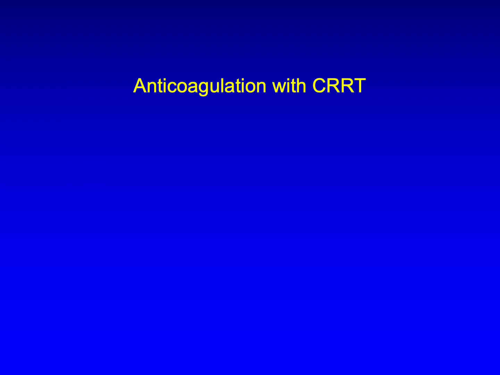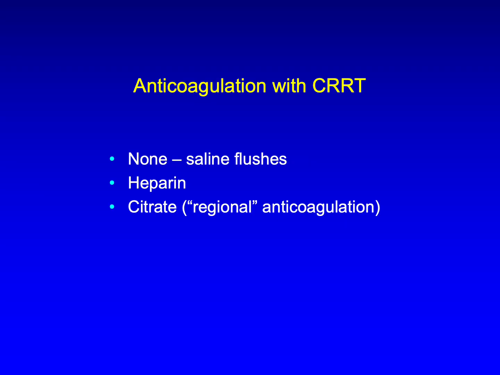Anticoagulation may be needed to prevent clotting within the tiny capillary fibers of the hemofilter. Most of the time, periodic saline flushes are used to prevent clotting. Sometimes the patient is on heparin for something like a pulmonary embolus, so we can take advantage of that. Otherwise, if clotting is an issue, regional anticoagulation with citrate can be used.